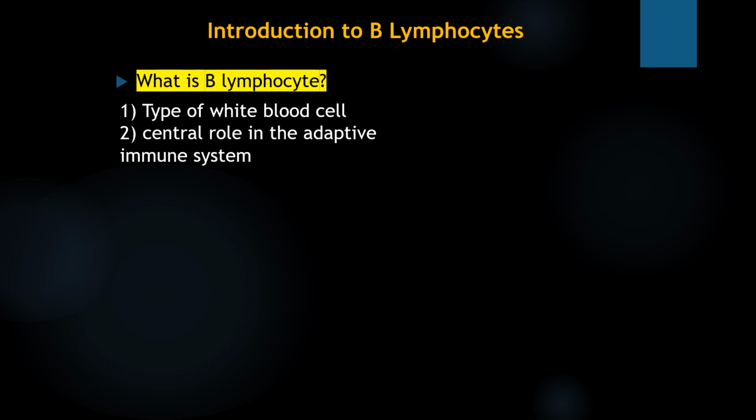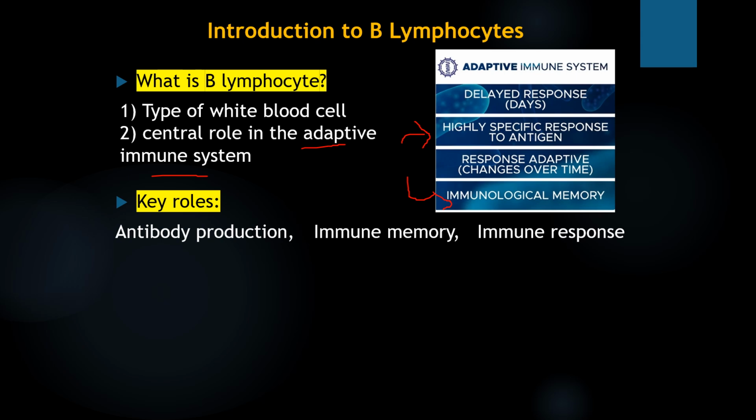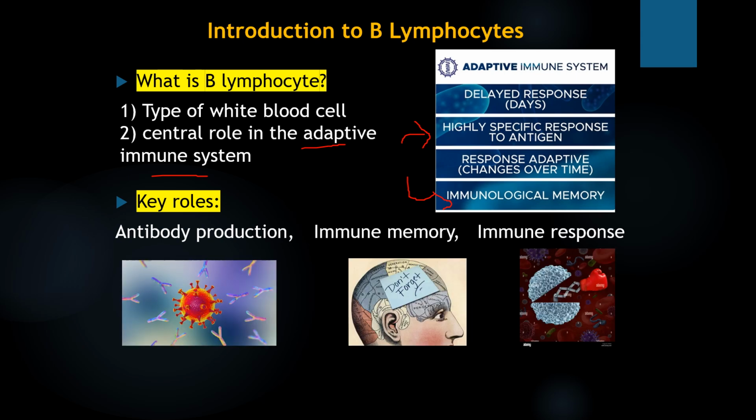So I'm sure that you know what a B lymphocyte is. I'm sure that you know it is a type of blood cell that is very important in the adaptive immune system. So important features of the immune system like the specificity and the memory are in part due to the B lymphocyte and in part due to the development. So I'm going to try to explain in the lecture how this happens. And these are some of the key roles of the B lymphocytes: the production of antibodies, the immune memory, and the immune response.